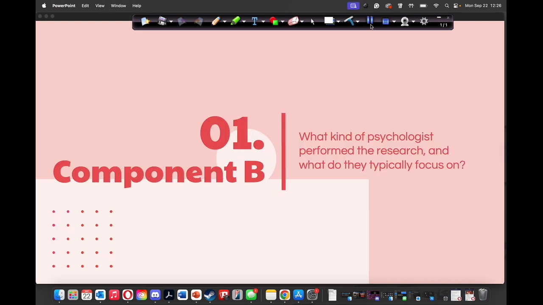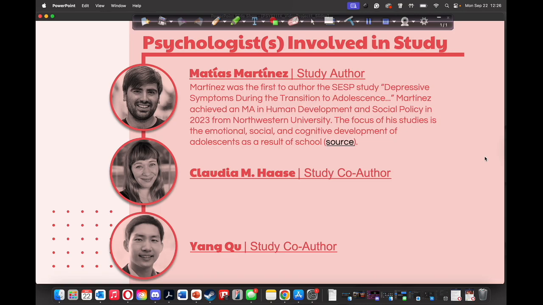So focusing on component B, what kind of psychologists perform the research and what do they typically focus on? Like I said previously, the senior author is Matias Martinez. He was the first to author the study, Depressive Symptoms During the Transition into Adolescence. Martinez achieved an MA in Human Development and Social Policy in 2023 from Northwestern University. Again, the author of the original article that I chose.